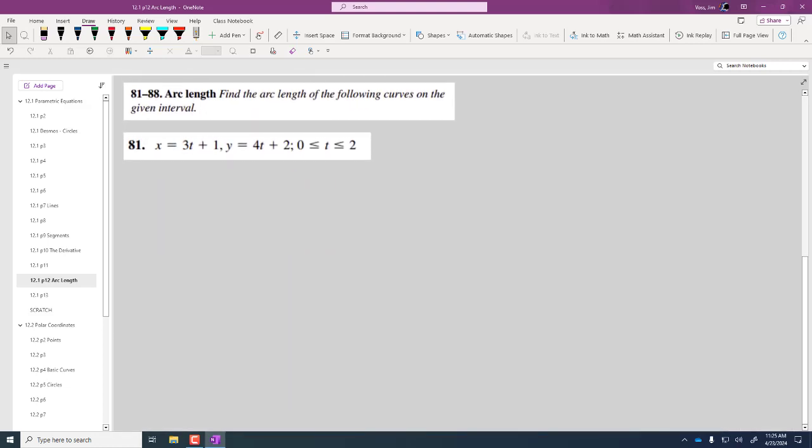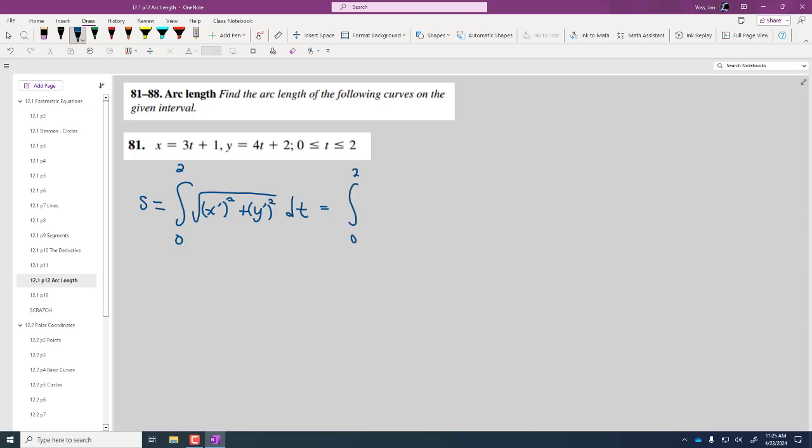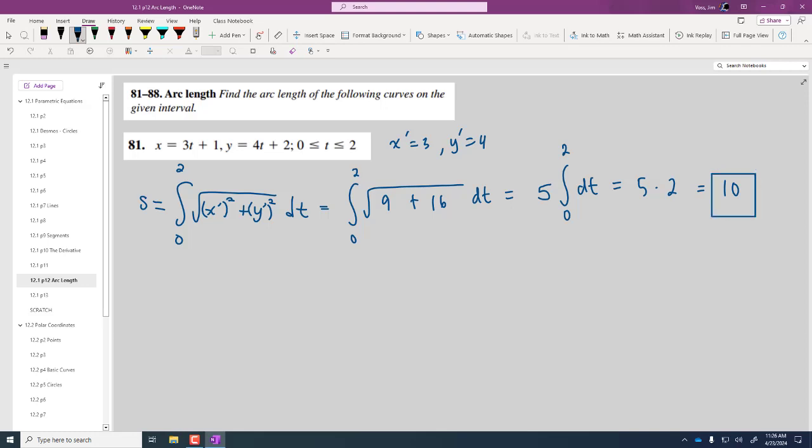So let's try one. Okay, so the arc length is going to equal the integral from 0 to 2 of the square root of x prime squared plus y prime squared dt. X prime is what? 3. Y prime is? So this is going to be the square root of 9 plus 16 dt. So this is going to be 5 times the integral from 0 to 2 of dt, which is 5 times 2, the length of the interval. So there is arc length.